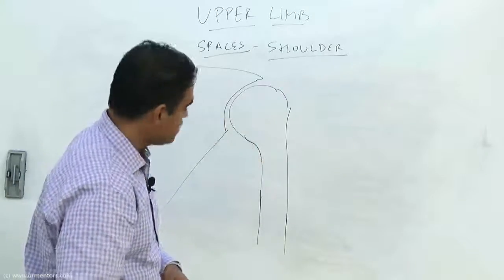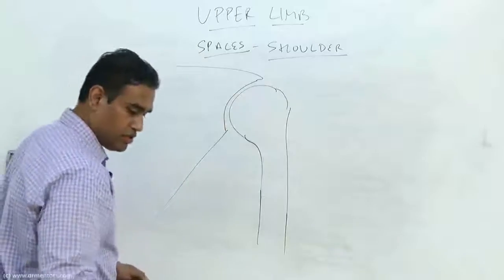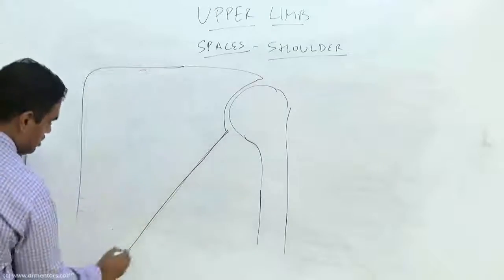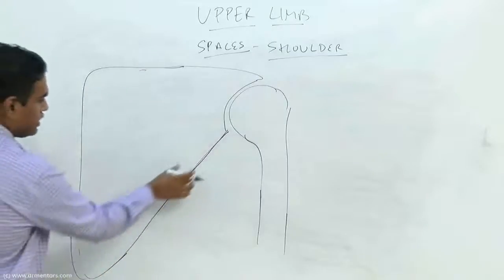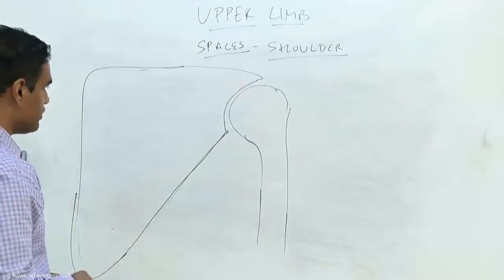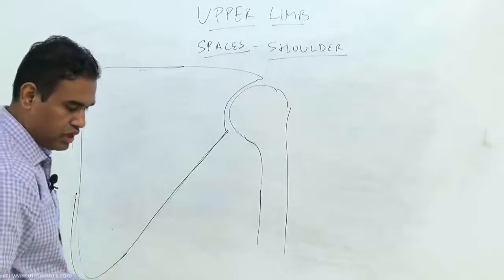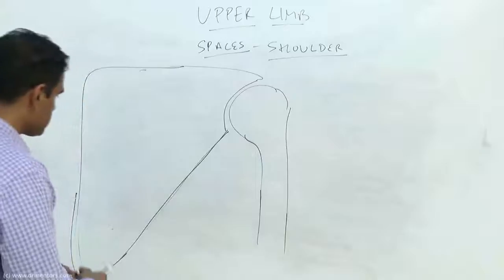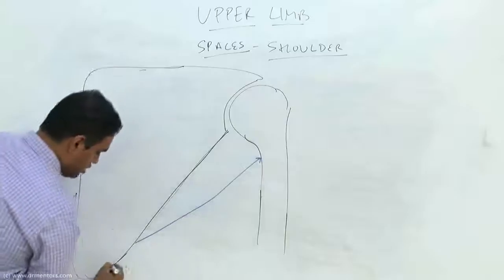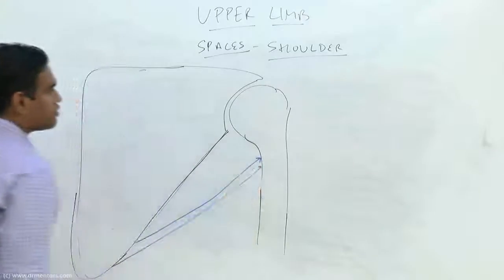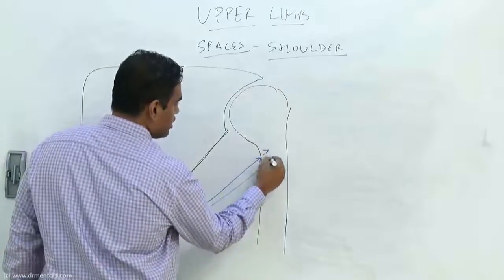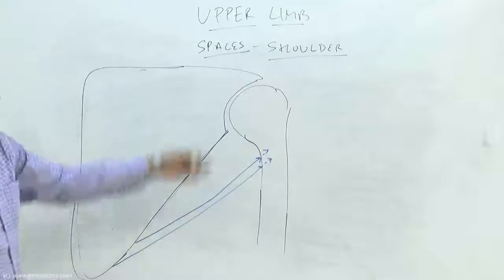Then what were the main muscles, if we recall? From this lateral border of scapula, we have teres minor and teres major. Let's start one by one. This teres major, if you recall, was actually coming from the lower part of the lateral border of scapula and is inserting where? It is inserting into the medial lip of the bicipital groove, which is located anteriorly.